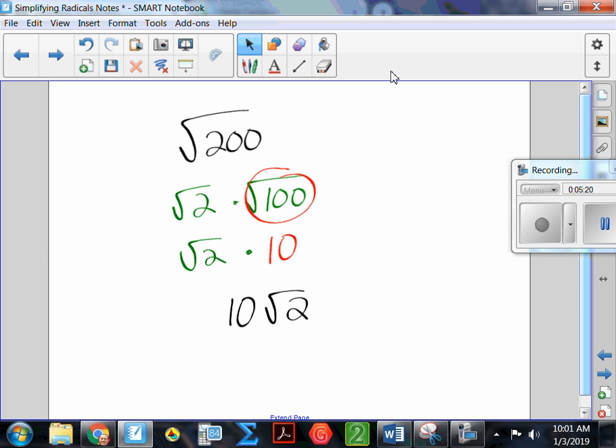So the main strategy that we talked about in class was to use perfect squares as a way to find and simplify square roots. In the next video, I'm going to show what happens if you don't use the largest perfect square or just another strategy to work with.